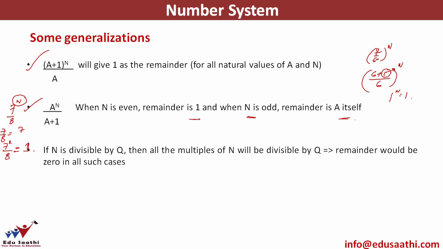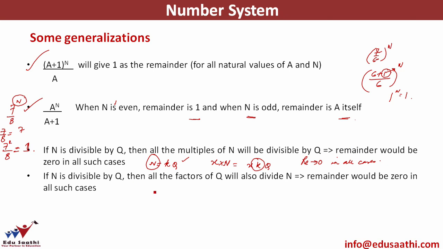If n is divisible by q, then all the multiples of n will also be divisible by q. That means the remainder would be 0 in all such cases. Now what do I mean to say? If a number n is divisible by q, divisible means it leaves a remainder of 0. That means n is k times q. Any multiple of n, that means x into n, would also be divisible by q. That means the remainder would be 0 in all the cases that we have.